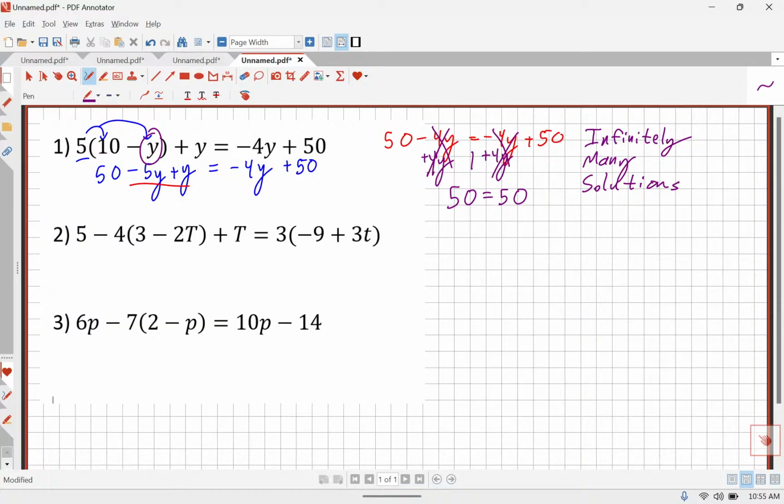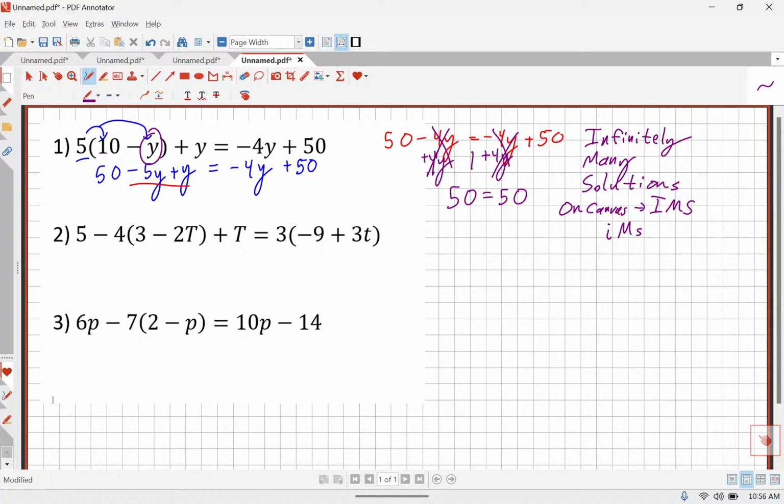Which is why on Canvas, I allow you to write this. On Canvas, you may write IMS. That stands for infinitely many solutions. Now, guys, doesn't matter. If you like, I like all caps because that's just the way that I am. But if you're like, whoa, I'm a rebel, man, and you do that, it's going to be fine, okay?